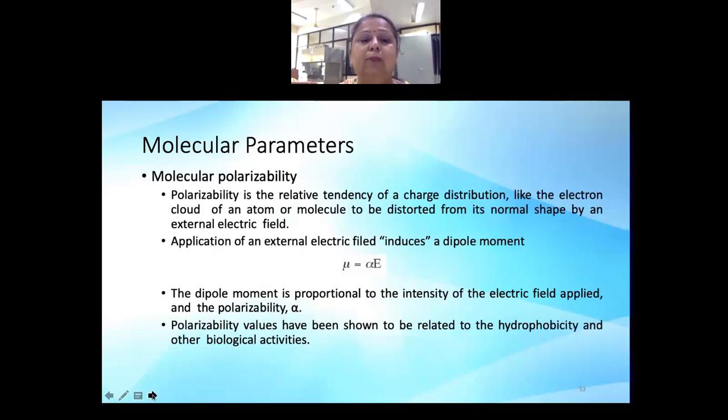Molecular polarizability. Polarizability is the relative tendency of a charge distribution, like the electron cloud of an atom or molecule, to be distorted from its normal shape by an external field. Application of an external field induces a dipole moment. So mu is equal to alpha E, where alpha is the polarizability. Polarizability values have been shown to be related to hydrophobicity and other biological activities. So when we develop a QSAR equation, we consider this parameter as well.